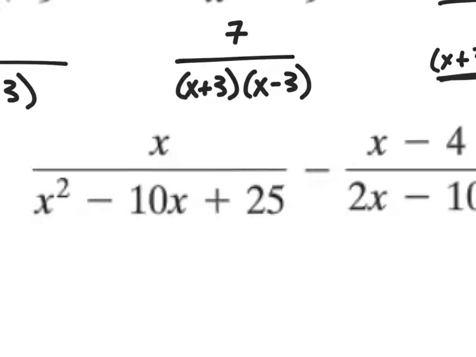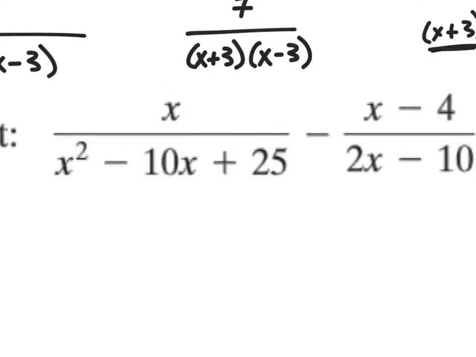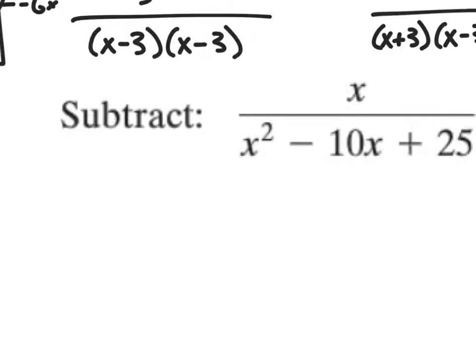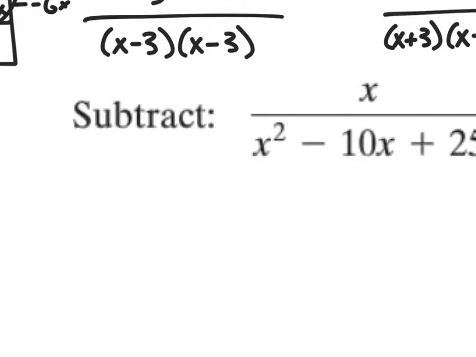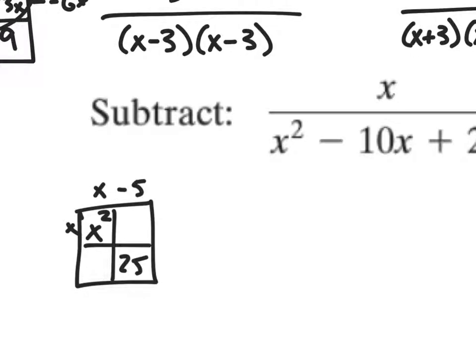Okay, so let's take a look at this guy here. On this, let's factor this denominator. And so I have x squared and positive 25. So x and x. If they multiply to positive 25, they need to add to negative 10. So it's going to be negative 5 and negative 5. So let's verify that works. I got negative 5x, negative 5x. Combine my like terms into negative 10x, which is what we have.